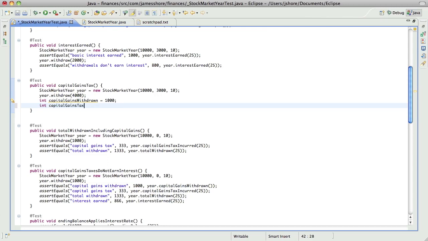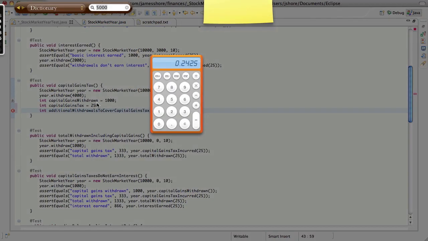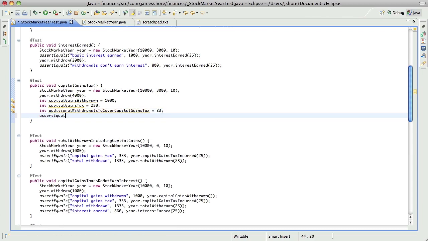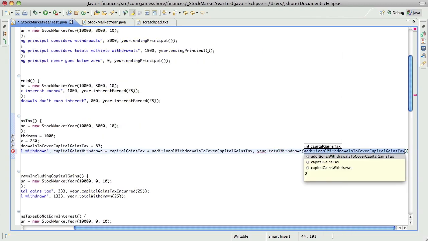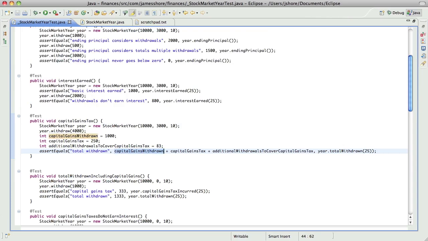So capital gains tax is going to equal 1,000 times 0.25. Let's just say that's 250, and then additional withdrawals to cover capital gains tax, I'm going to address that using that formula. So I'm looking at 1,000 divided by 0.75, so 333 minus 250, 83. Additional withdrawals for capital gains tax is 83. Okay, so we're going to expect that the total withdrawn should be capital gains withdrawn plus capital gains tax plus additional withdrawals to cover capital gains tax. So 1,333. We'll actually do 4,000.